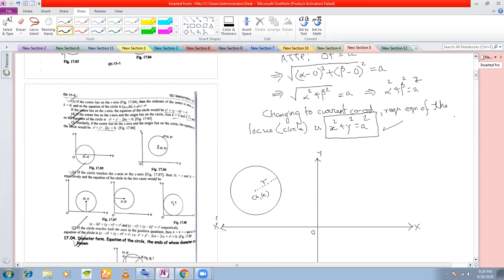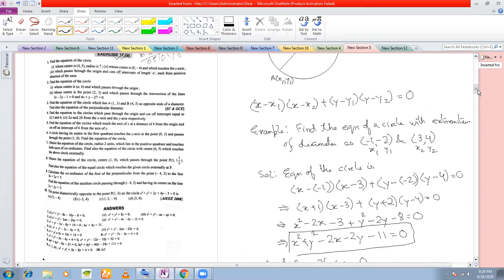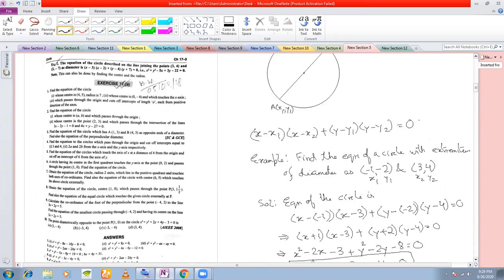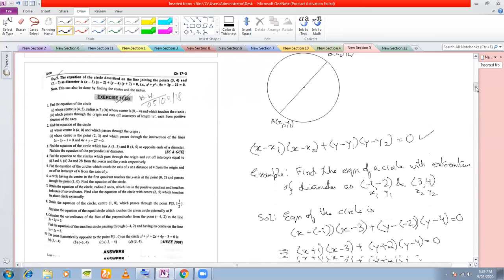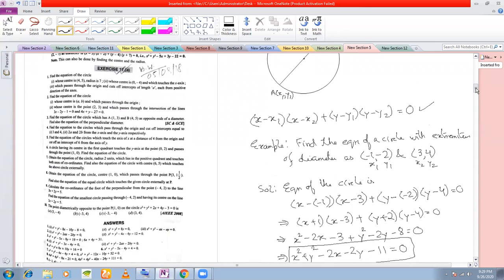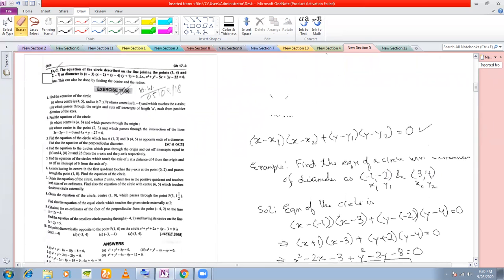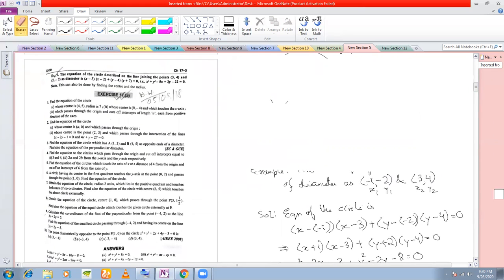You have this as one standard equation, you have the diameter form as another standard equation, and I gave you one more form, which was x minus h whole square plus y minus k whole square is equal to r square. That was another standard equation. So three standard forms of a circle you have, and one general equation. So let us do two or three problems from this exercise, and after that I will proceed with the general form of the equation of a circle.